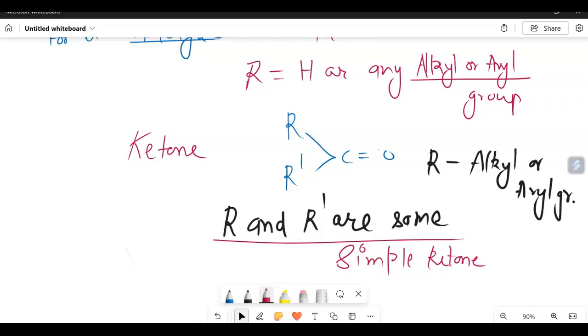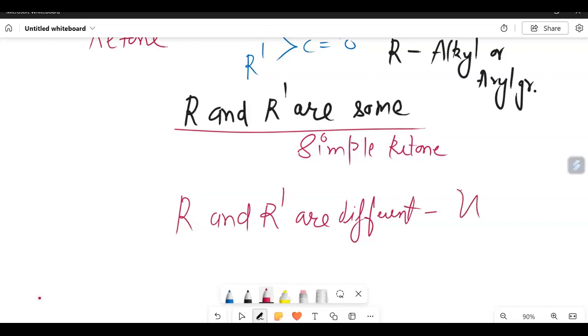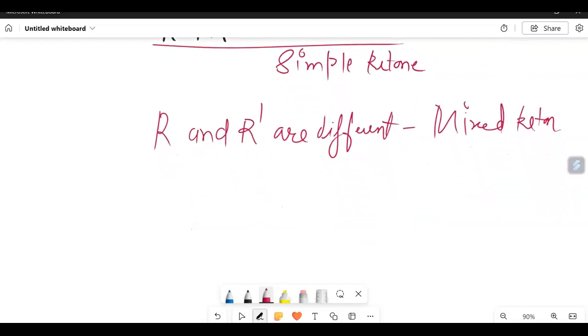And if R and R dash are different, we call it mixed ketone. Can you figure out an example of both of them? Yes, you can. You must remember some of them very easily. For example, if I am writing acetone, what is the formula of acetone? That is CH3COCH3. What does it mean?